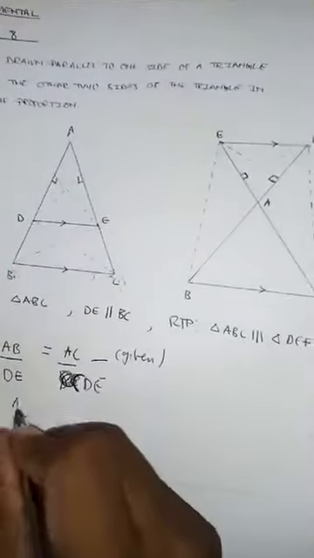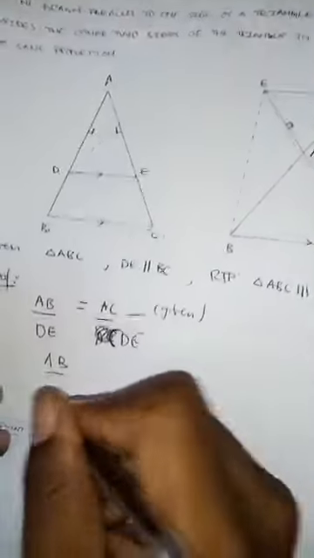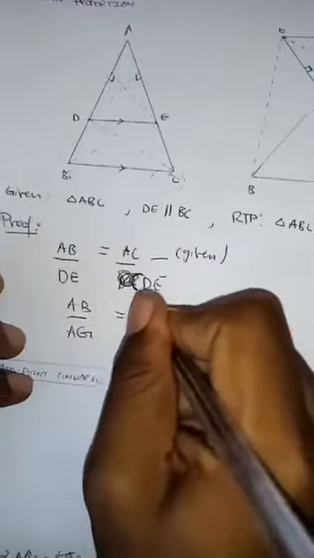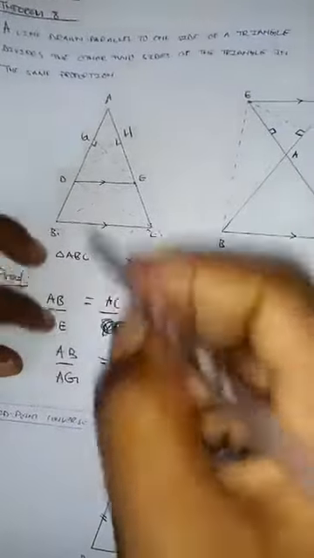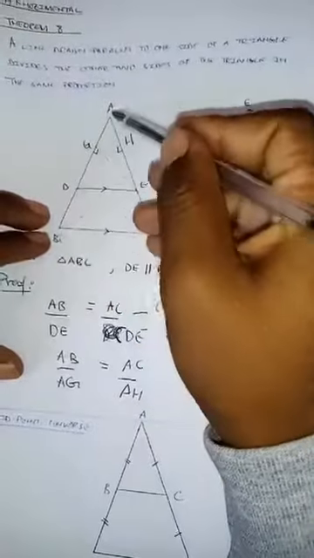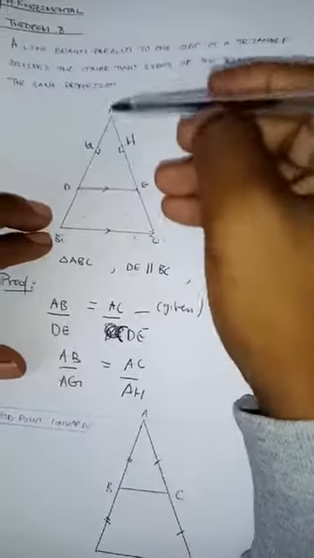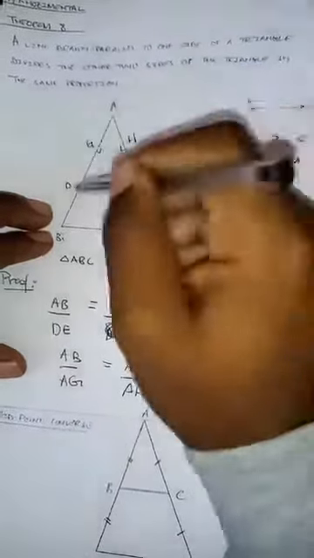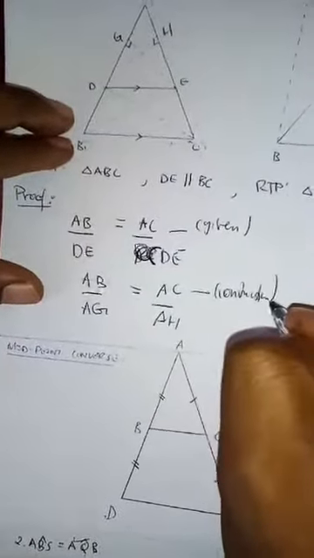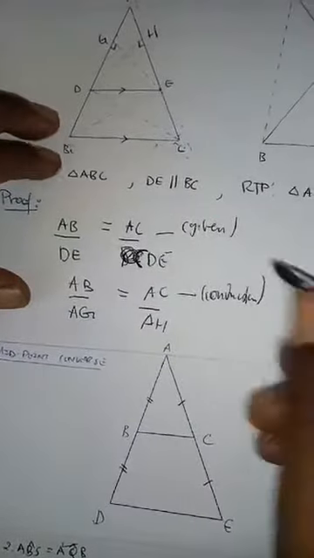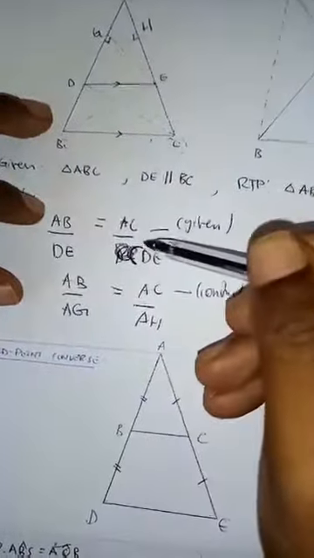And what else do you have? You have AB, I will show you now, over AG is AC over AH. So you have AB all over AG being equal to AC all over AH by construction. Understand? So this is what we've constructed. Right? So you have sides in proportion now.